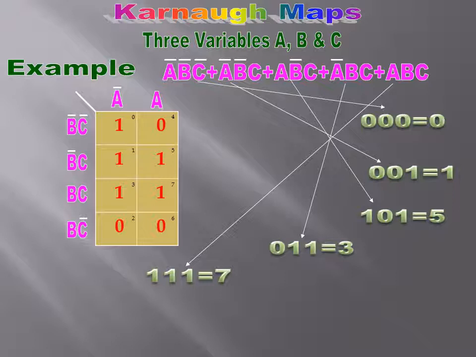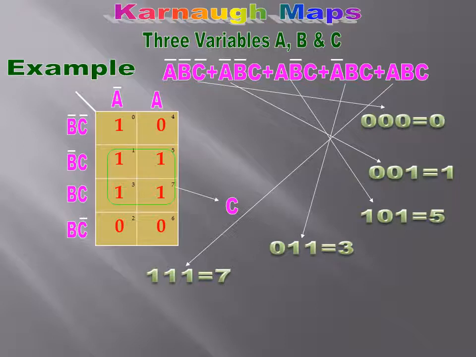So now we pair. We first try to see where 4 ones are together and combine them to make a quad, because I have 4 ones. A quad vanishes 2 variables. This type of square quad vanishes 1 variable in the horizontal and 1 in the vertical. So A and A naught will go and B and B naught will go. For this quad, the minimization is only C.